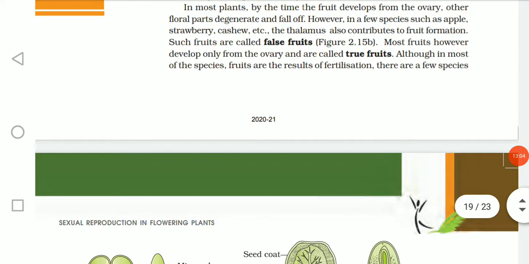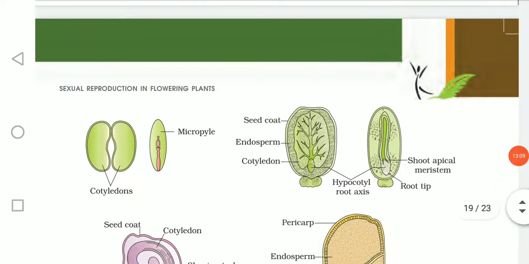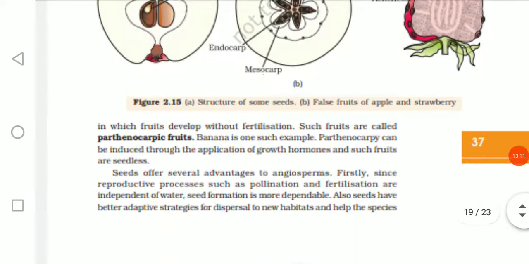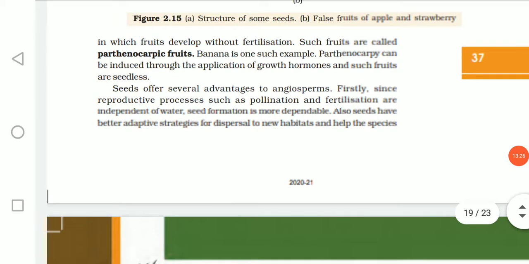Okay, so although in most species fruits are a result of fertilization, in a few it is not a result of fertilization, and that is when we say the fruits are parthenocarpic fruits. Okay, we say it as parthenocarpic fruits. So banana is a good example of the same.